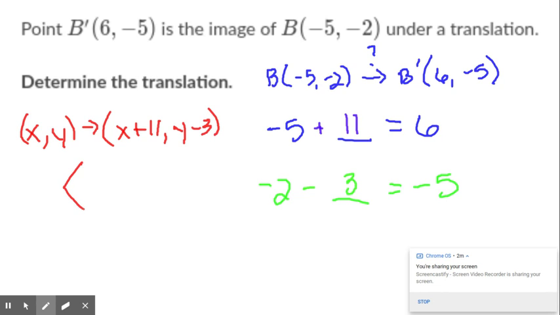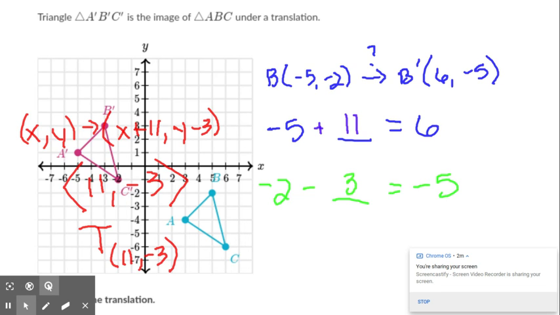If I write that in vector notation, I have an 11 in the x position and a negative 3 in the y position with those fancy grouping symbols. And then finally, my transformation notation would be a capital T, and down here in subscripts, 11 comma negative 3. All of these 3 things mean the exact same thing. I have to move the x coordinate right 11 and the y coordinate down 3. Let's take a look at another one.